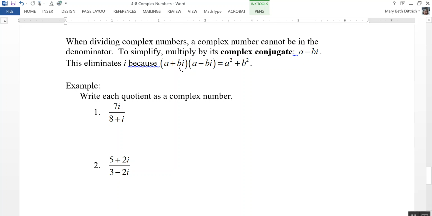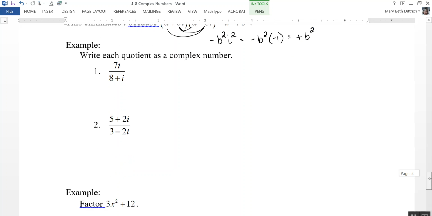So notice what's going to happen. This is going to give me a positive abi. This is going to give me a negative abi, so that cancels the i's out there. But now when I do my last, I'm going to have a negative b squared times i squared. Remember, i squared is negative 1, so that's the same as negative b squared times a negative 1, which is going to give me my plus b squared. Okay, bottom line is this is how we're going to get rid of having a complex number in the denominator. So let's take a look at a couple examples here.